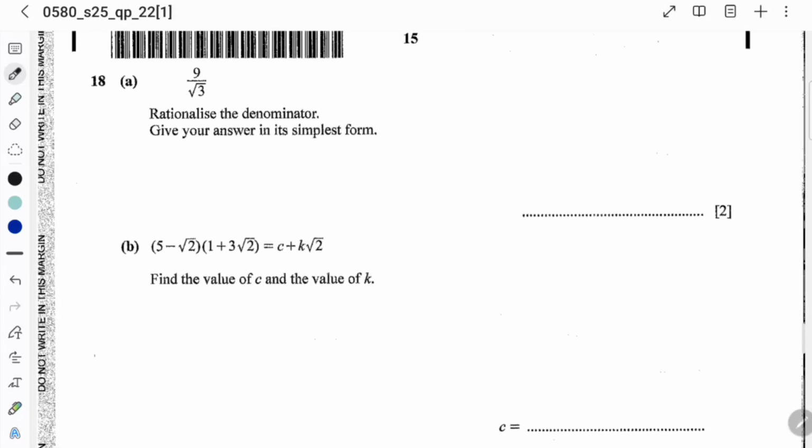Alright, question number 18, part A, 9 upon square root 3. Rationalize the denominator. Give your answer in its simplest form. Okay, 9 upon square root 3 times square root 3, we have to rationalize the denominator. So that is 9 square root 3 upon only 3, because square root 3 into square root 3 is only 3. So this cancels, 9 and 3, 3 3s are 9. So that will become 3 square root 3.